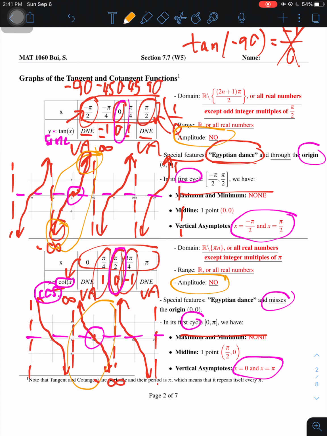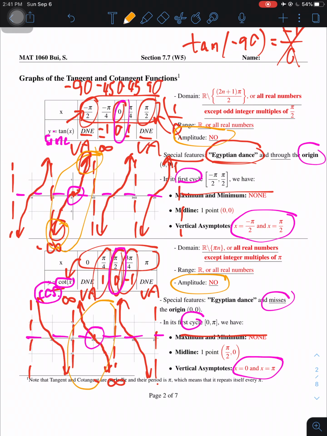Okay, for both tangent and cotangent. Another trick is that if you have a vertical asymptote, that means obviously you're not going to have an amplitude. Because a vertical asymptote means that your graph extends to both sides, the left hand side and the right hand side. That means it has no bound, right? And because it has no bound, it has no amplitude.